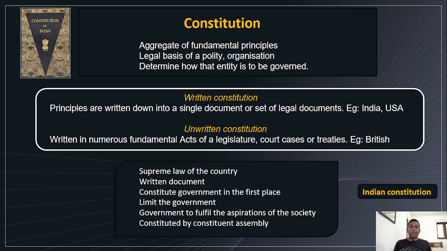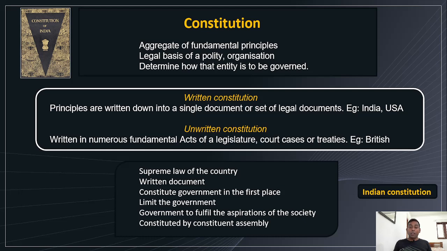Then constitution. When we look at it, the one line definition is of course the supreme law of the country, right? Constitution is the supreme law of the country, and here in India it is a written constitution. So let's see the definition: aggregate of fundamental principles, the legal basis of polity, organization, government, institution, everything, which determines how that entity is to be governed. These are the different statements that can contribute to the definition of constitution. It consists of so many principles and directive principles, and that's a legal basis for polity, organization, every aspect of Indian society, right?